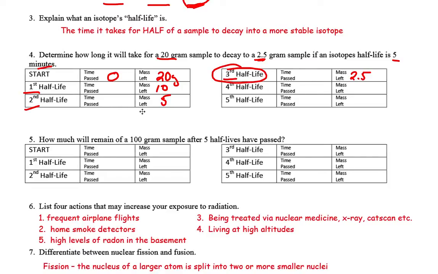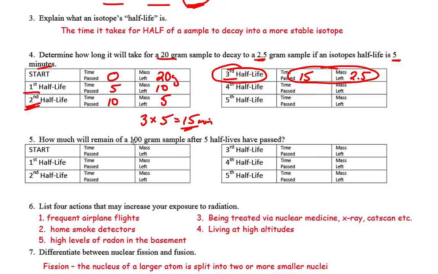Now what's 3 half-lives? You can do 3 times each half-life is 5, and you can say it's 15 minutes, or you can use the chart. You can say the first half-life means 5 minutes has passed. After the second half-life has passed, that means 5 plus 5, that's 10 minutes have passed. The third half-life, yet another 5 minutes has passed. Now we're up to 15 minutes. So 15 minutes to get it to 2.5, which is the same thing we did here.